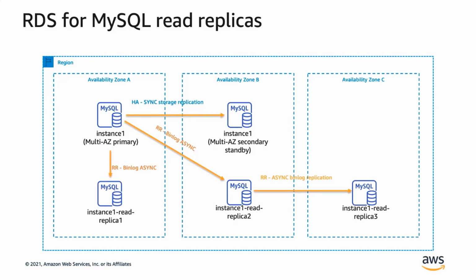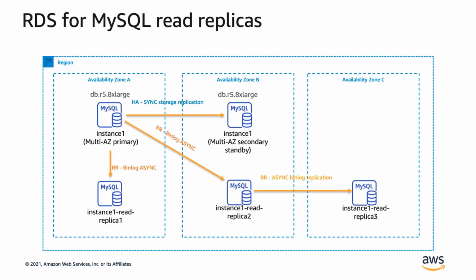And if you want, you can create an additional read replica from a replica. So as you see here in availability zone B, my read replica 2, I have created another read replica in availability zone C. So you have the capability to create a chain replication, if you will. And also, you have the capability to create a read replica within the same availability zone as your primary, if you want to. So you can use that for read scaling.